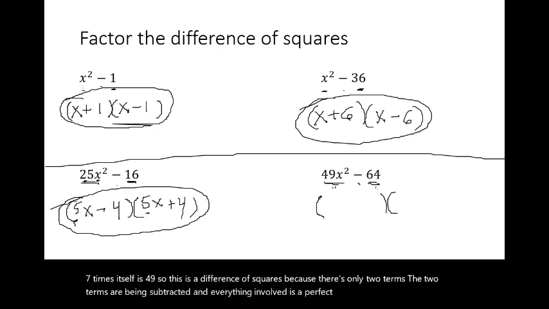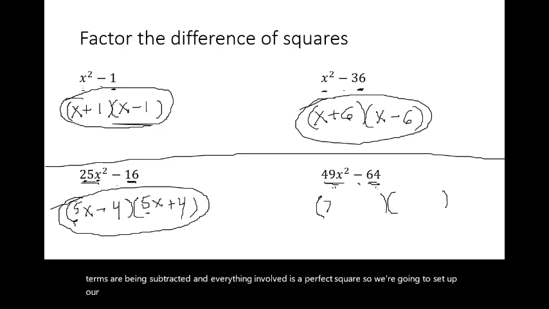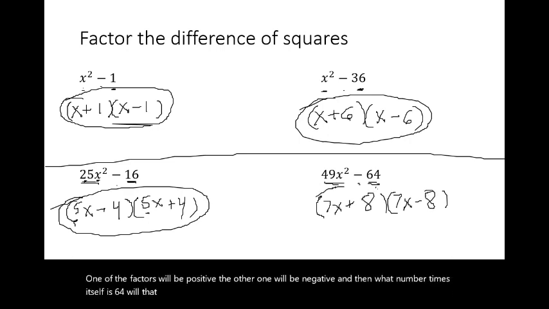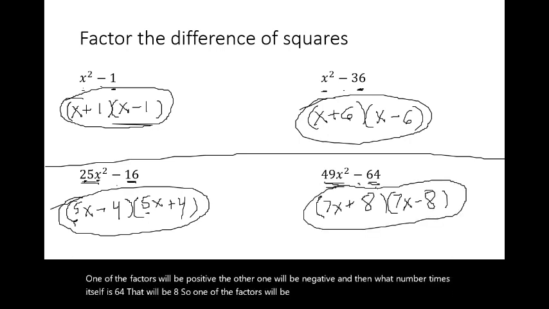So we're going to set up our factors. So we have a 7x here and a 7x here. One of the factors will be positive, the other one will be negative. And then what number times itself is 64? Well, that will be 8. So one of the factors will be 7x plus 8, the other factor will be 7x minus 8.